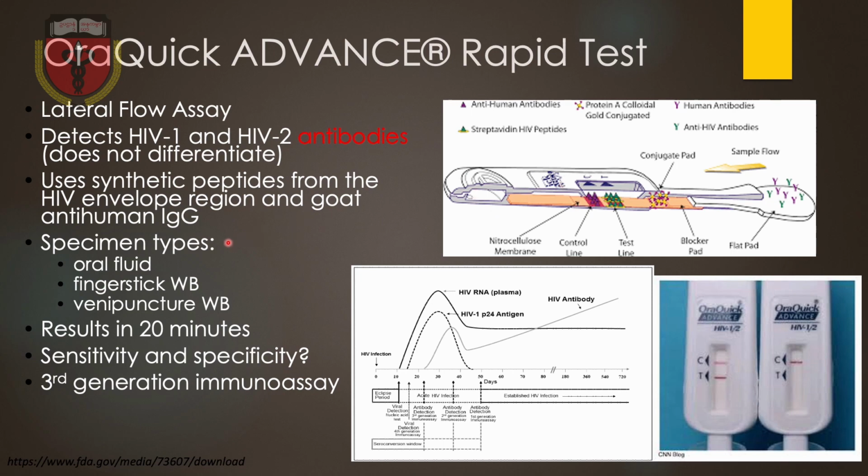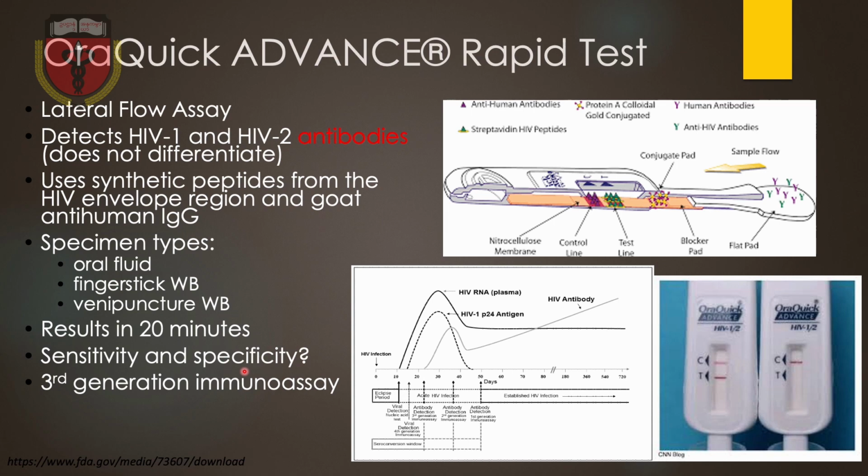And then what kind of specimen type can you use? Oral fluid, finger stick whole blood, venipuncture whole blood. And the result is really quick, 20 minutes. What about the sensitivity and specificity? When you think about a test to establish a diagnosis, you always want to think about sensitivity and specificity. How sensitive is the test? How specific is the test?